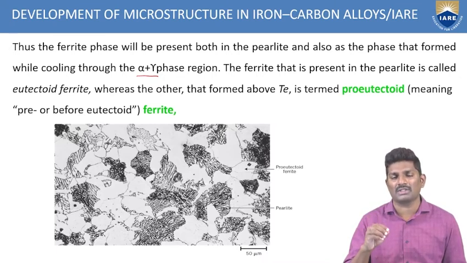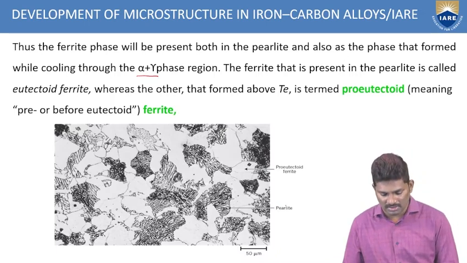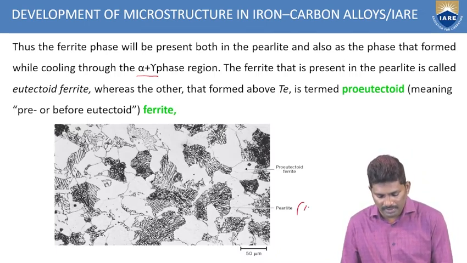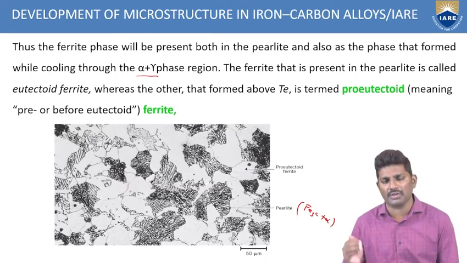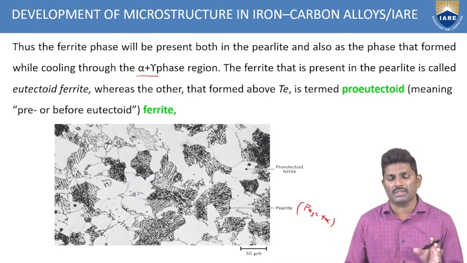Pearlite is a combination of alpha plus Fe3C, that is the ferrite plus the carbide. Fe3C is nothing but the carbide and alpha is the ferrite. So ferrite plus Fe3C is called the pearlite. Ferrite plus carbide is called pearlite. And proeutectoid ferrite is what you get before the eutectoid reaction. So this is how you have to identify the developments of the microstructure.